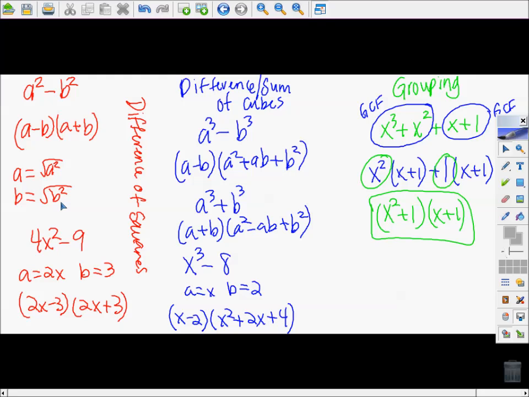So for example, I have 4x squared minus 9, right? What's the square root of 4x squared? 2x. What's the square root of 9? 3. So now I can plug them into the binomials. I have 2x minus 3 times 2x plus 3. So if it was 4x squared plus 9, you couldn't do that. There's no sum of squares.